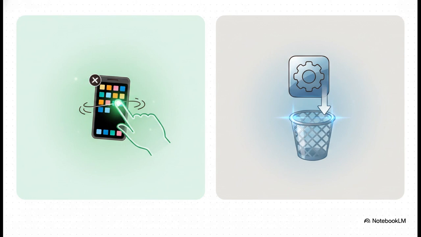Just click and hold until it jiggles, hit the X, and confirm. Done. But if you downloaded an app straight from the internet, you actually can't delete it from Launchpad. You have to open Finder, navigate to your Applications folder, and manually drag it to the trash. Launchpad only has the power to uninstall official App Store downloads.